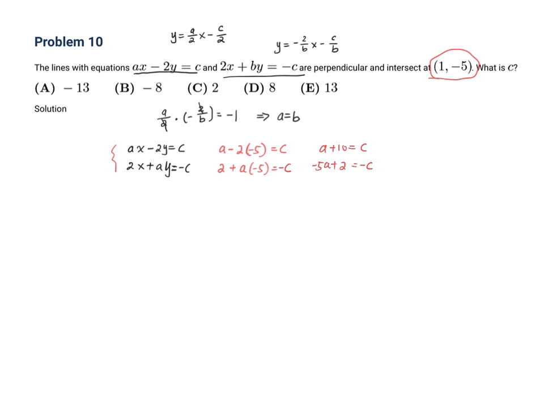You could eliminate a or eliminate c either way. How about I change my mind? I'm going to eliminate the c by adding these two together. So let's see what we will get. a plus -5a is going to be -4a plus 12 equals 0, which means a is 3. So now plug in a equals 3 here. It gives us c equals 13.